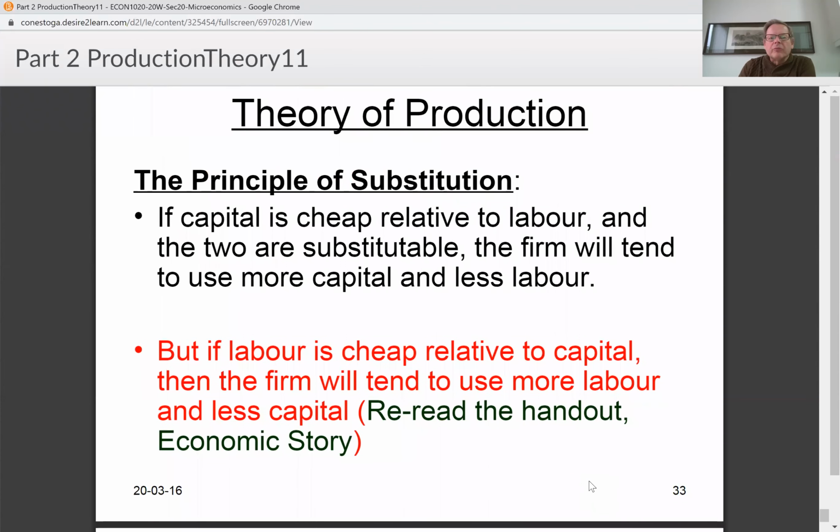And here comes one of the most important aspects of microeconomics, the principle of substitution. And it says something like, if capital is cheap relative to labor, and the two are substitutable, the firm will tend to use more capital and less labor. An example of that could be the following.